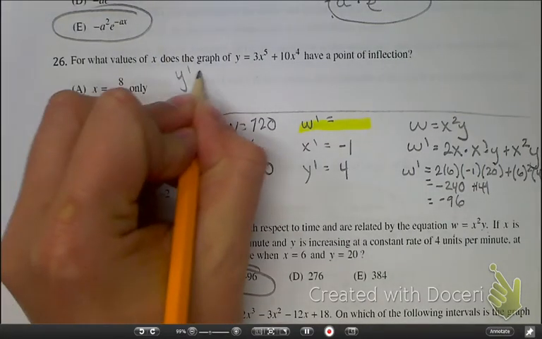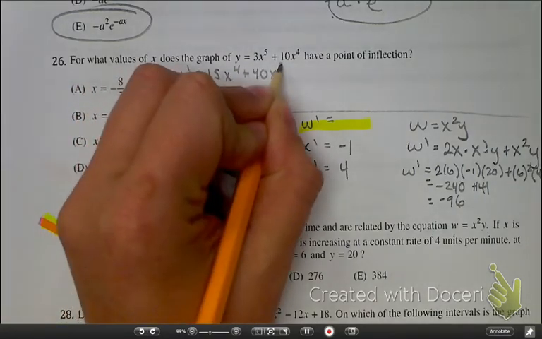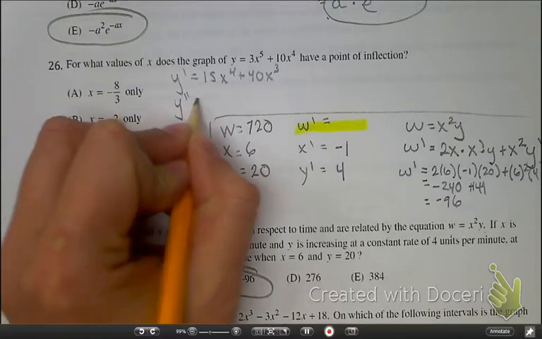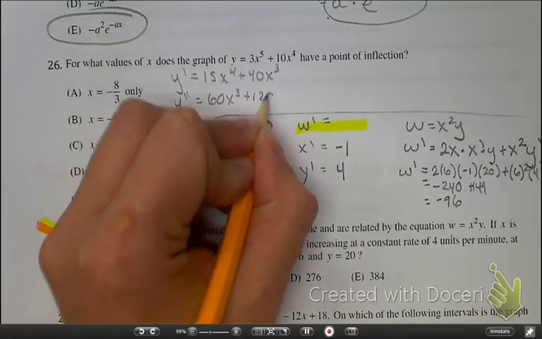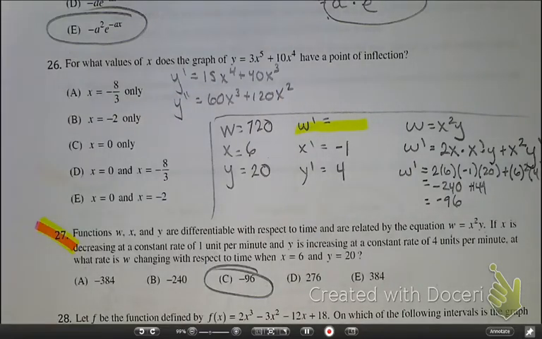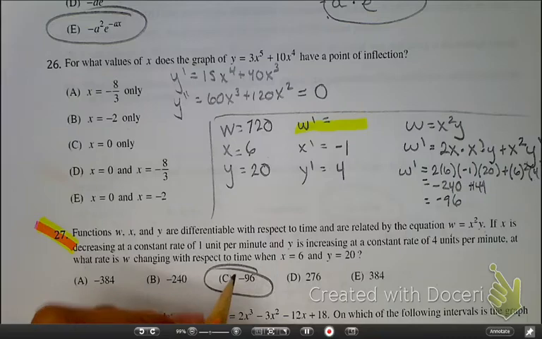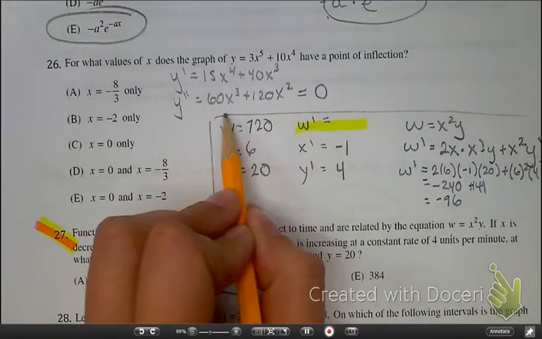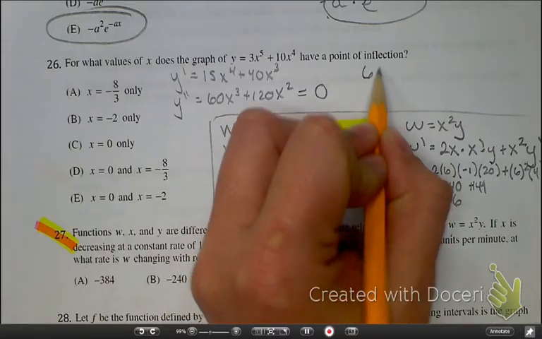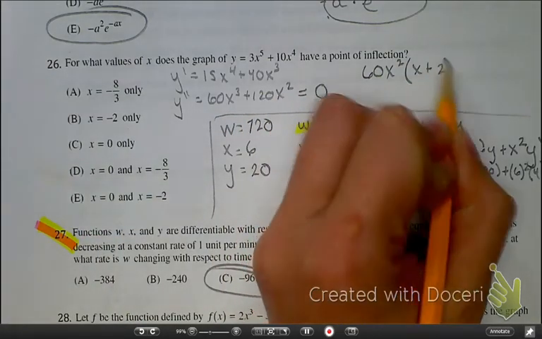So y prime is equal to 15x to the 4th plus 40x cubed, and y double prime is equal to 60x to the 3rd plus 120x squared. So if I want to know where this has a point of inflection, I want to know where the second derivative is equal to 0 and changes sign. Now, I can take out a GCF here of 60x squared. If I do that, I get 60x squared times x plus 2 equals 0.